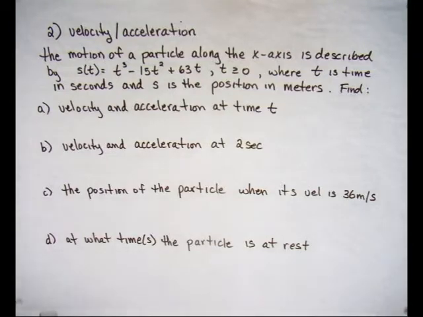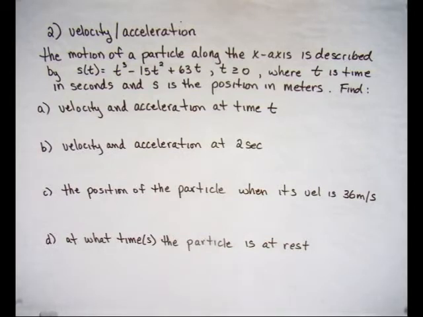So in this example, you may recall we spent some time looking at questions where you had a particle moving along a straight line. So this particle is moving along the x-axis, and its position is being described by a function of time. So we're given the formula there. S is the position of the object in meters, and t is the time in seconds. So the first question says, find the velocity and the acceleration at time t. So what we're being asked to do there is simply find the velocity and acceleration functions.